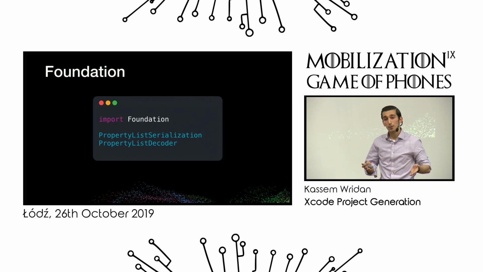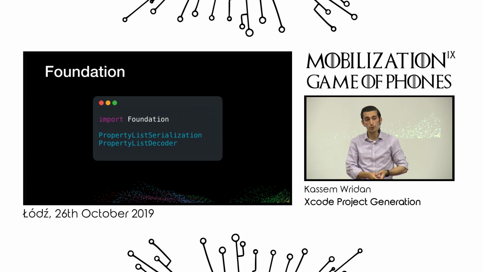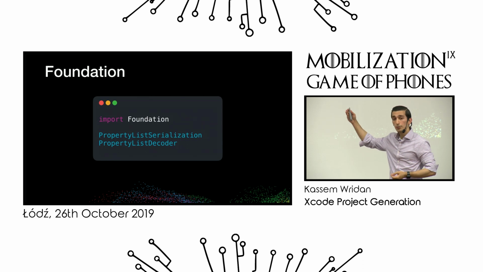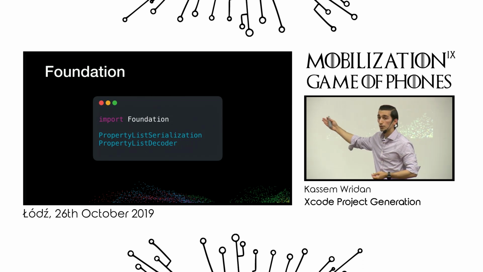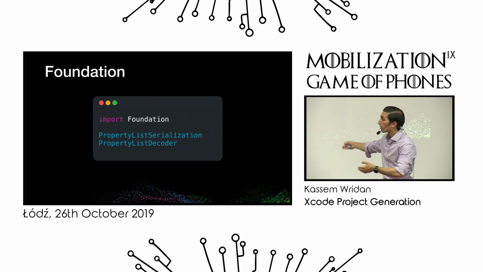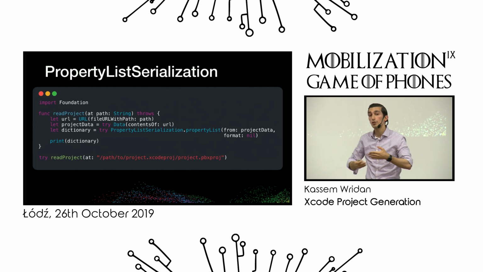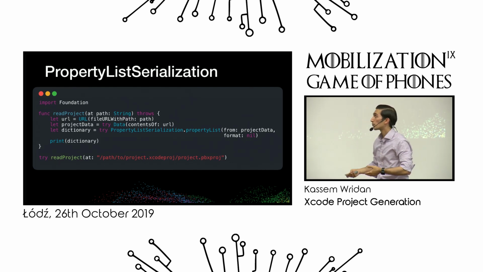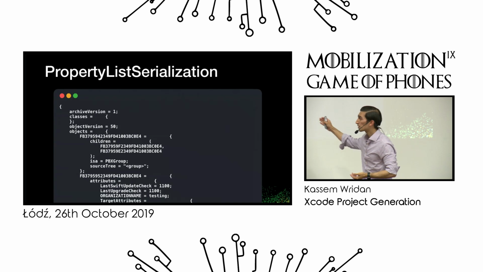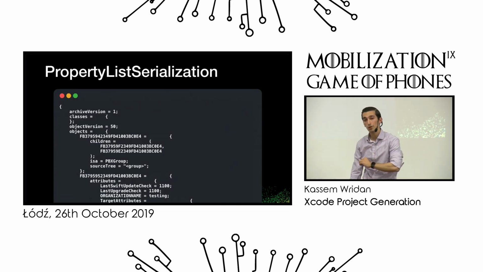As we discovered earlier, PBX proj files are nothing more than property lists, and Foundation has native support for reading property list files, so you don't need any third parties. You can use either of these classes, PropertyListSerialization or PropertyListDecoder. In this example, I'll use PropertyListSerialization. It's a little bit easier to use, especially if you're not quite sure what format you're going to get. The snippet of code simply gets a dictionary from the PBX proj file and prints it out. And if you do this, you will see something that looks very familiar to what we saw earlier in the talk, the PBX proj file.